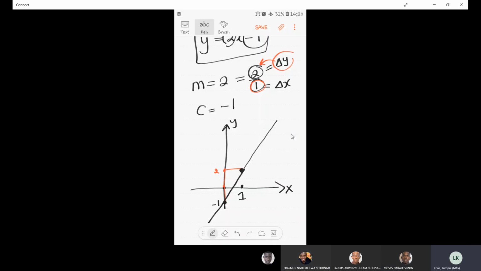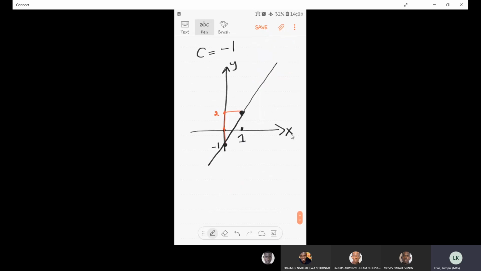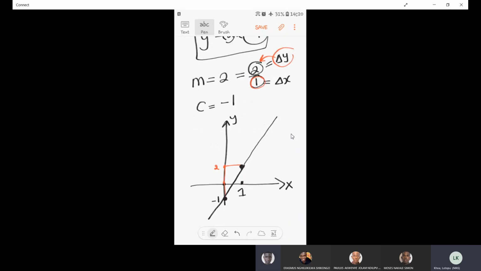Okay. So, like I was saying, you pick your starting point. Then, depending on your gradient, the numerator is delta y, and then your denominator is the change in x. So here, if it's positive, that means you must go up the number of units you have in the numerator, and if it is negative, then you'll go down. Then same thing with delta x. If it is positive, you go to the right. If it is negative, you go to the left. And then you just connect those 2 points, and then you label your line.